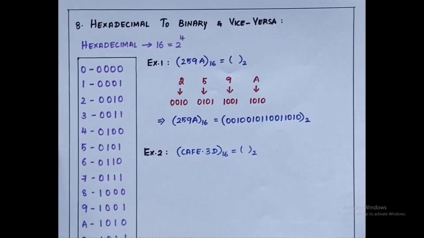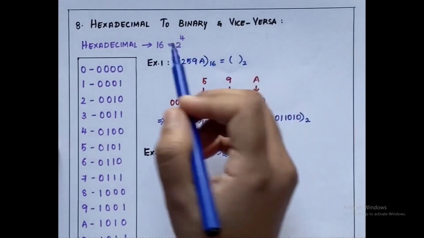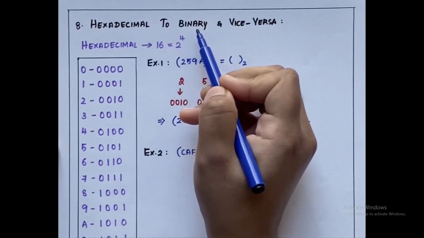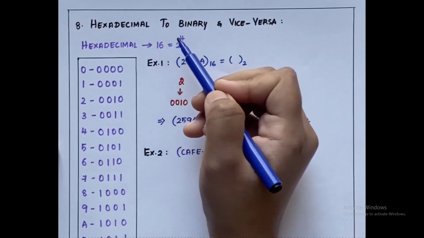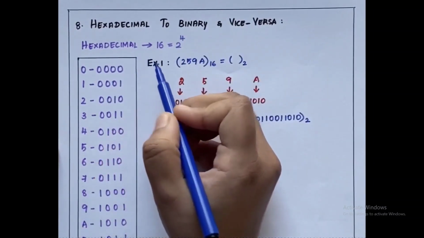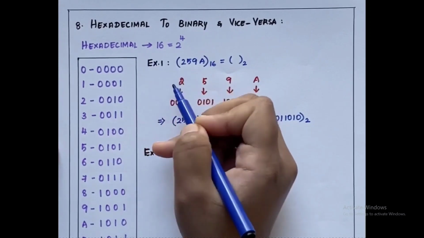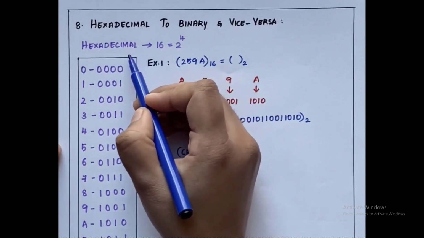Hello friends, this video is all about the next conversion, which is hexadecimal to binary and binary to hexadecimal. The last video was about octal to binary and binary to octal. With the same procedure, we will make a conversion from hexadecimal to binary and binary to hexadecimal now.